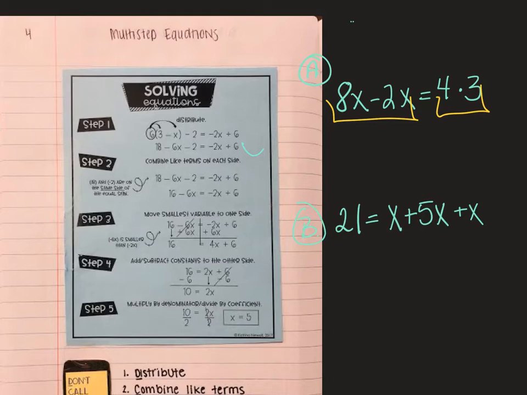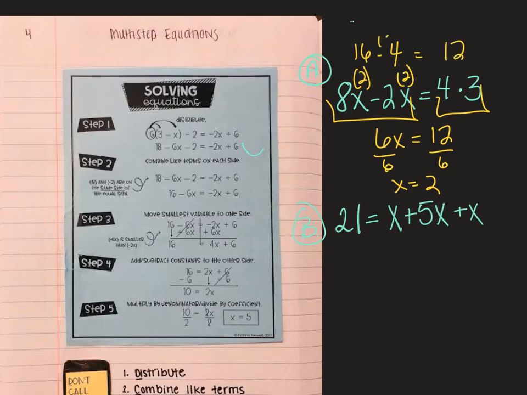So 8x minus 2x would be 6x equals 12. The inverse operation of multiplication is division. So divide both sides by 6. Remember, whatever you do to one side, you do to the other. X equals 2. Then you can check your answer by plugging in the 2. 8 times 2 is 16, minus 2 times 2 is 4, and 12 equals 12, so that checks out. Okay, let's move to the next problem.